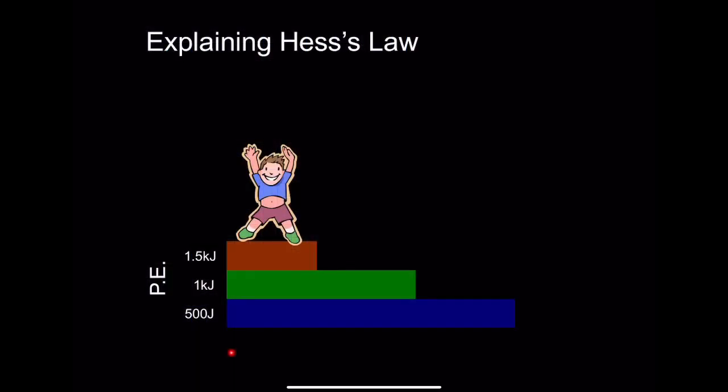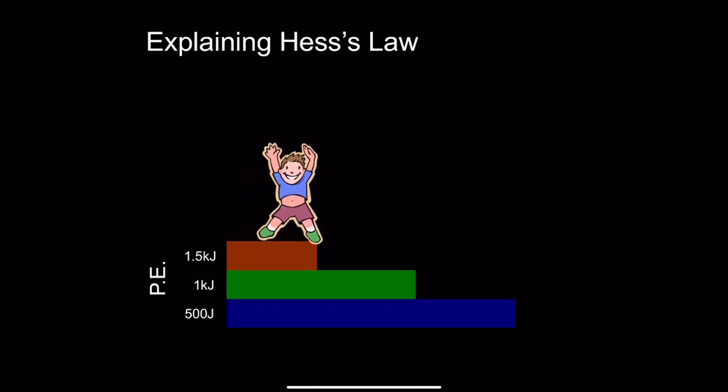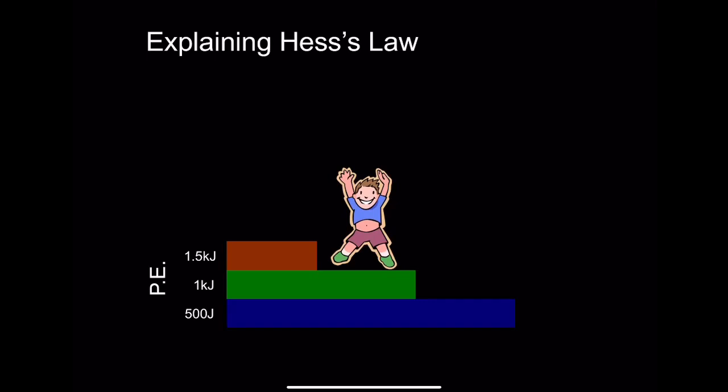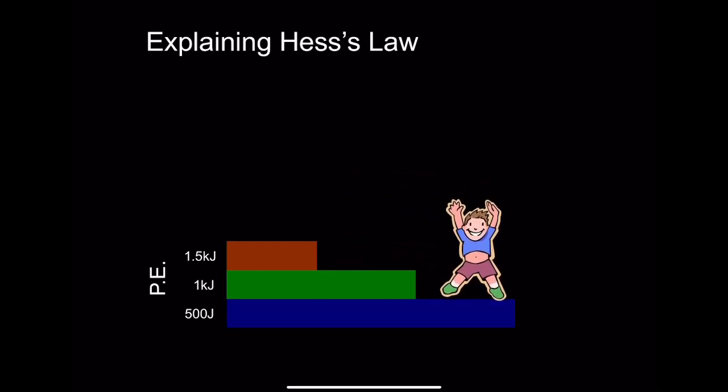So here's a cartoon-like enthalpy profile. We've got an axis here to show energy. This is potential energy related to the height of this child here. At the start, he's a certain distance above the ground level, so he's got a certain amount of potential energy, 1.5 kilojoules. Now, if he jumps from that level to another level, his change in potential energy is half a kilojoule, 500 joules. Now, he could carry on jumping down and then jump back up again.